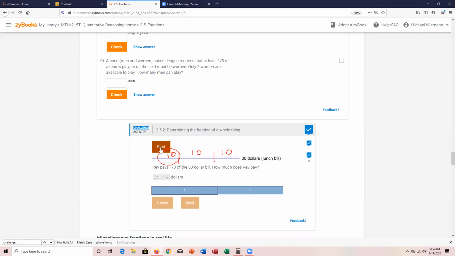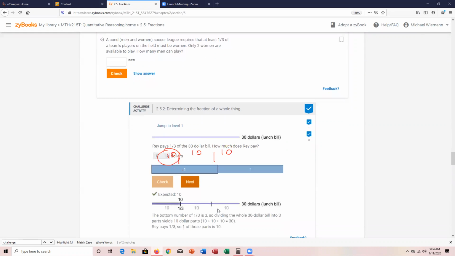So let's verify that we've got that correct. So we've got 10, check it. And notice we've got the correct answer on the first part. Let's go to the second part.